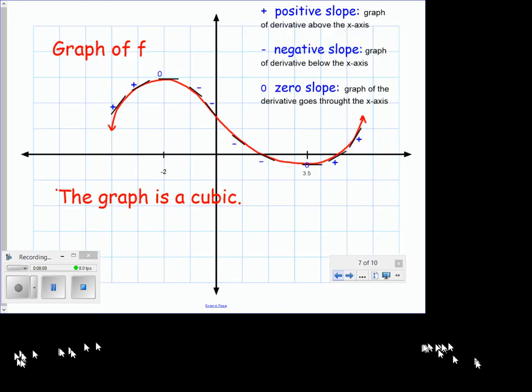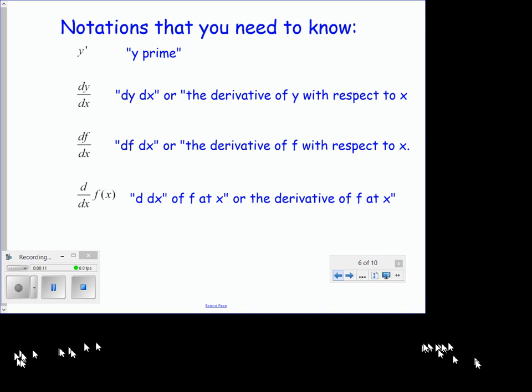Let's look at some notation for derivatives. So y prime is how we read the first one. We say y prime. So far we saw f prime of x, but we can also say y prime. We can say dy dx, or the derivative of y with respect to x. So whenever you see that notation, you would say the derivative of y with respect to x, or dy dx.